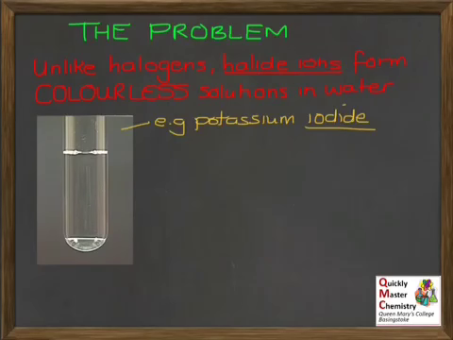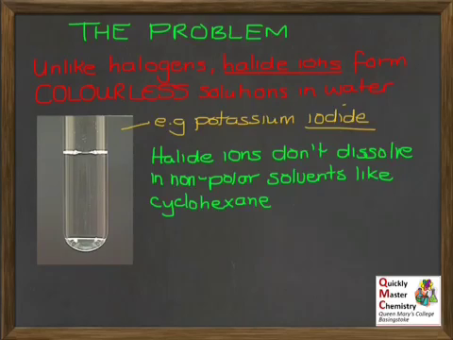So you can see here a solution of potassium iodide. So it's got iodides present in solution. It's an aqueous solution, completely colourless. There's no point shaking with cyclohexane like we did for the halogens. Halide ions don't dissolve in non-polar solvents like cyclohexane. So how do we know which of the halide ions was present in this colourless solution if we weren't told?